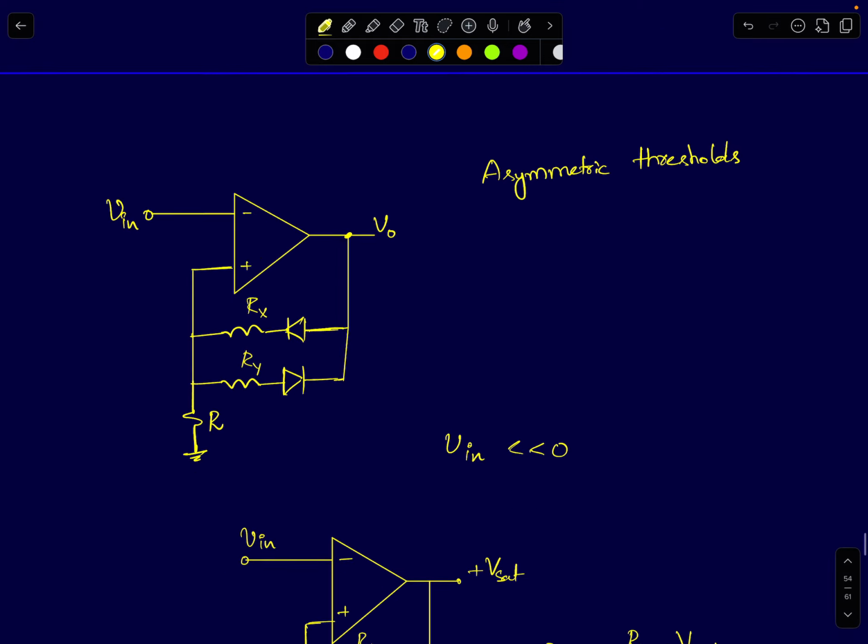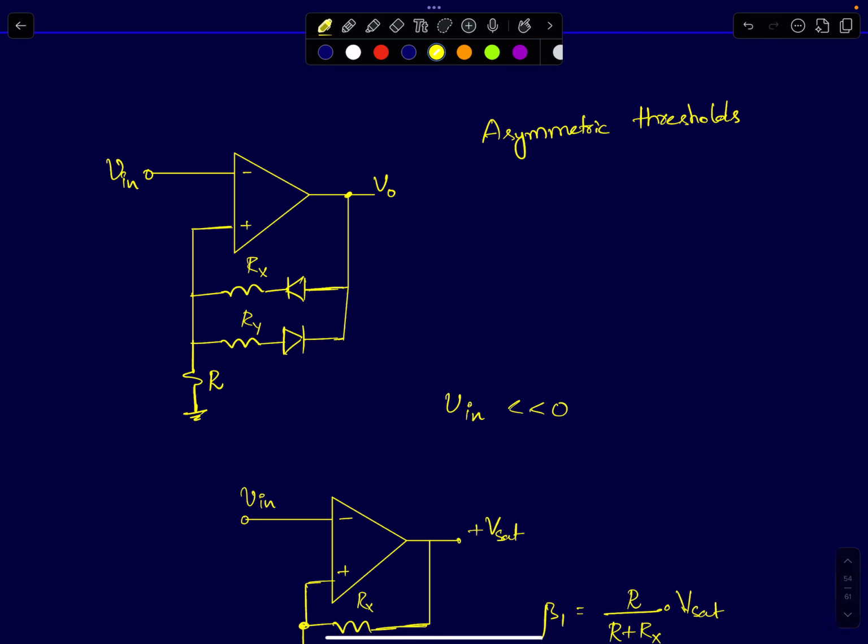To realize asymmetric threshold voltages, in your mind you should think that I need to have two different feedbacks, beta 1 and beta 2. For low to high and high to low, I cannot have the same feedback factors. I cannot have the same beta Vsat. That beta Vsat was the feedback voltage previously. I cannot have the same feedback voltages for low to high and high to low thresholds.